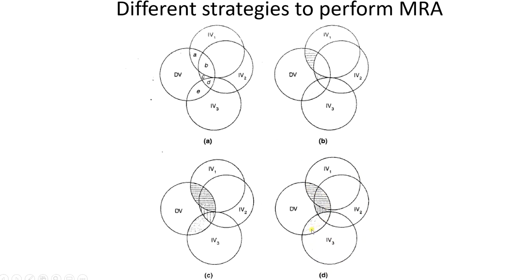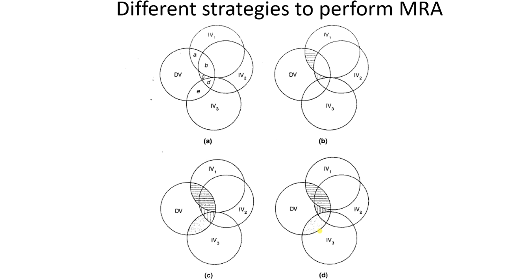Probably this will be visible, I hope you will be seeing this. So IV2 is explaining this. And now lastly I will enter IV3, and IV3 has not more than C to be explained. So this is explaining only C. Again, the contribution of IV1, 2, 3 becomes different. So there are three different strategies of combining the IVs or doing the multiple regression analysis.